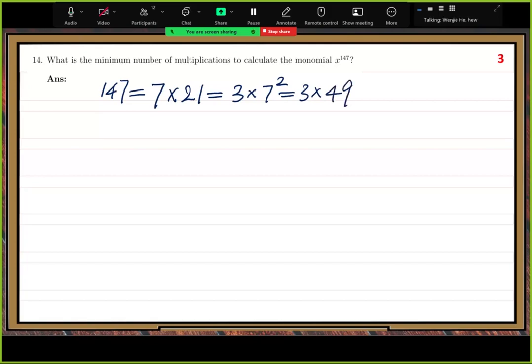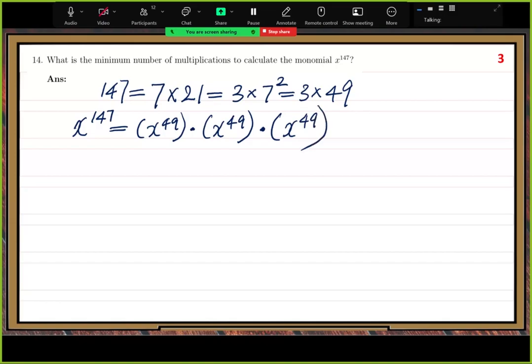Because if it's a multiple of 3, one natural way is the cube operation. So x to the 147 equals x to the 49, cubed. So this is the decomposition. Then 49.